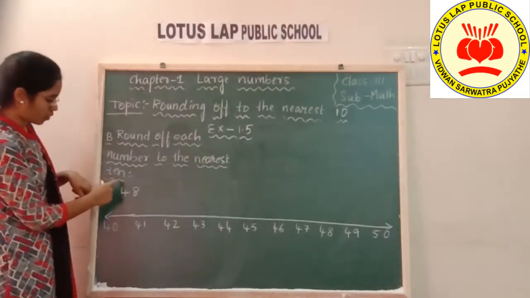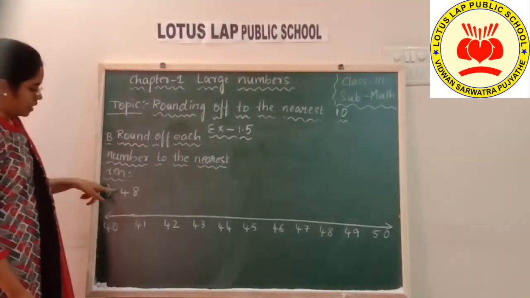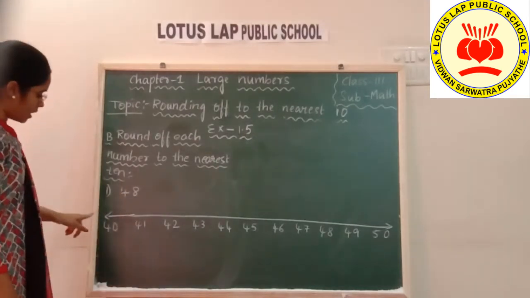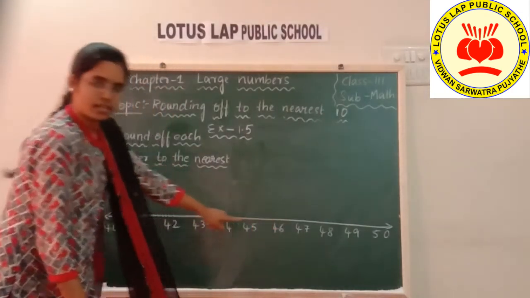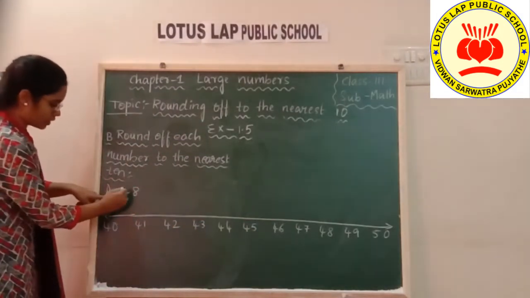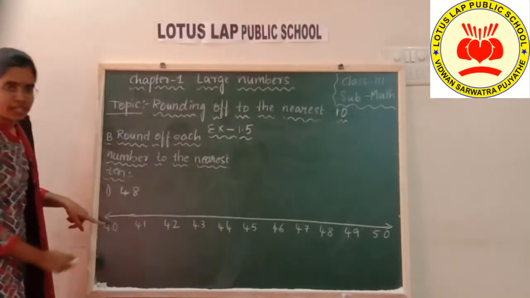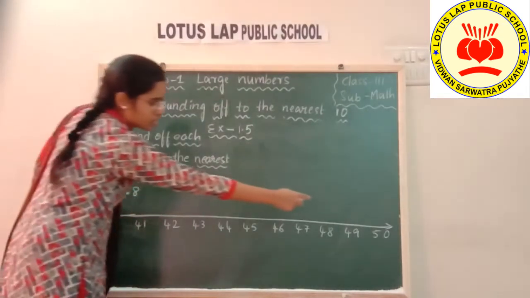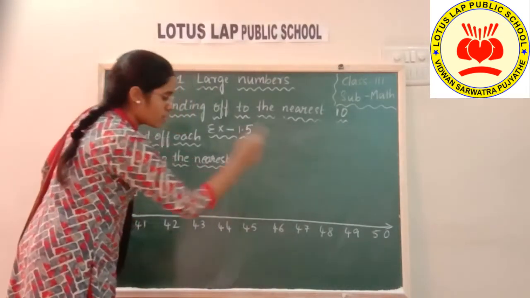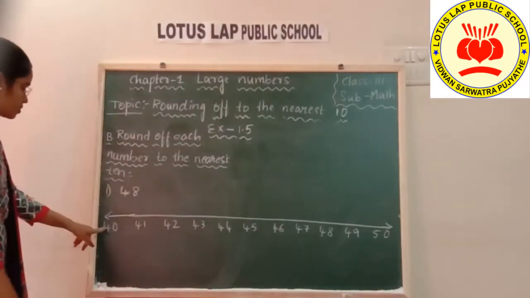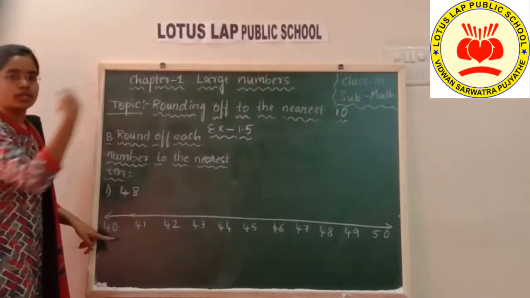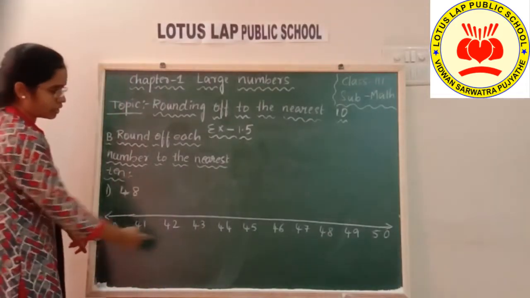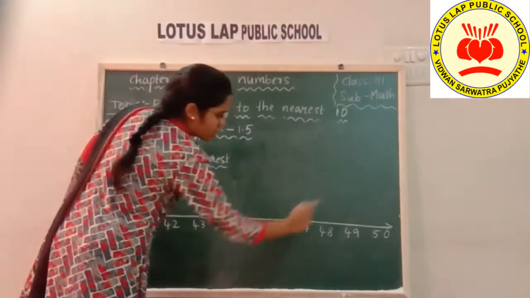We need to round off the number to the nearest 10. Here is the number 48, and here is the number line, children. As 48 is in the 40s, I am starting with 40, going till the next 10's value. For every number line, you need to start with the before 10's value and end it with the next 10's value, children. So here I started with 40 and the next 10's value is going to be 50.